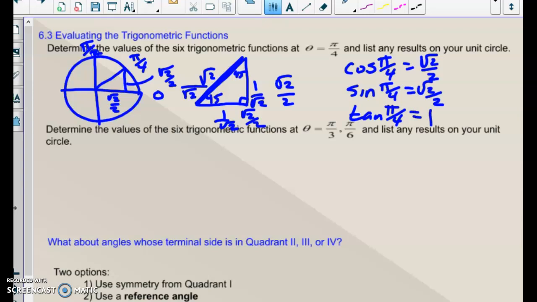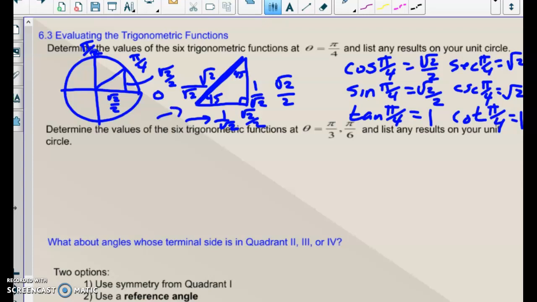The reciprocal of 1 is 1. And the reciprocal of, this would be cosecant of pi over 4. The reciprocal of, if we go back here, 1 over the square root of 2 before we rationalize would be the square root of 2 over 1. So this is square root of 2. And the secant at pi over 4 is also square root of 2. So those all came from our unit circle and our special triangle.